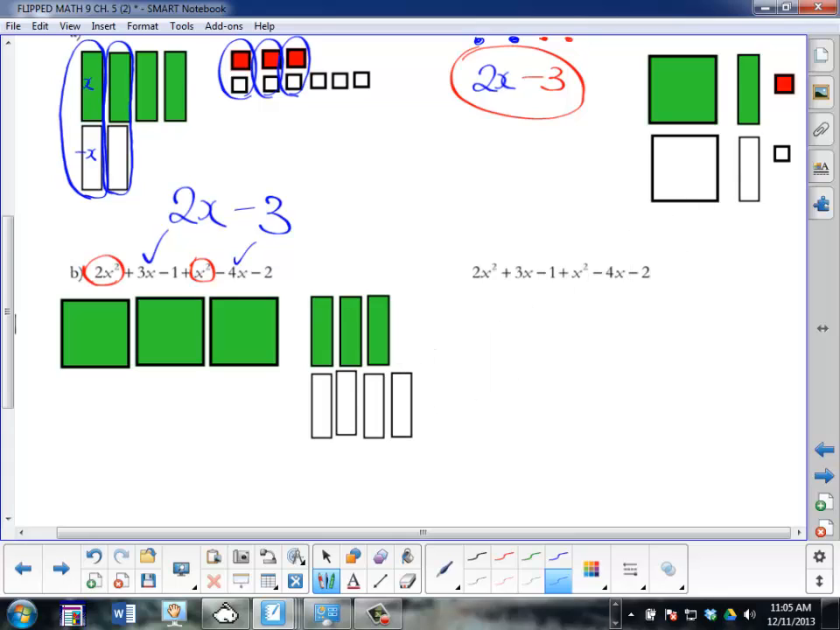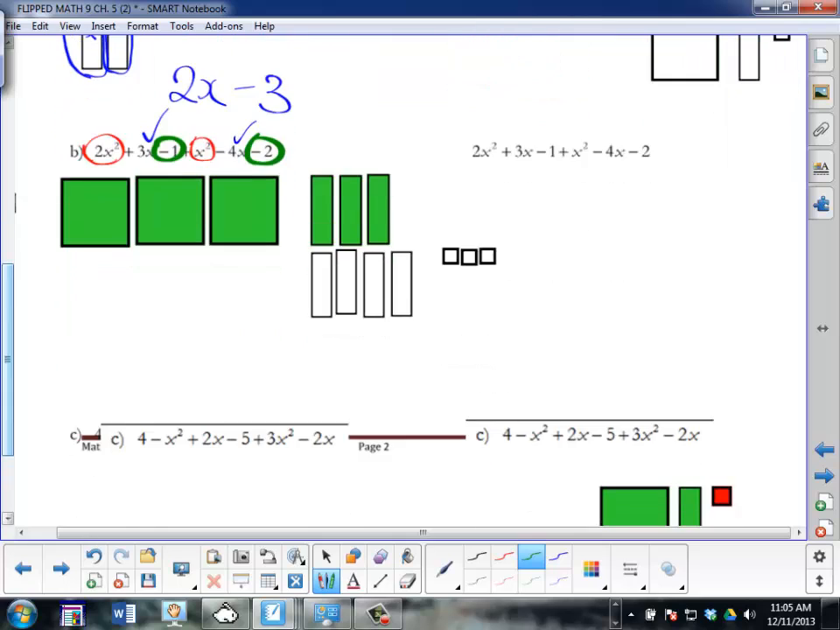And then lastly, we've got 2 constant terms. So we've got a minus 1 and we've got a minus 2. So there's my minus 1, and then we've got a minus 2. So look at that. Now, what are we going to be left with here? So we've got 3 of these tiles here, so that will give us a 3x squared.